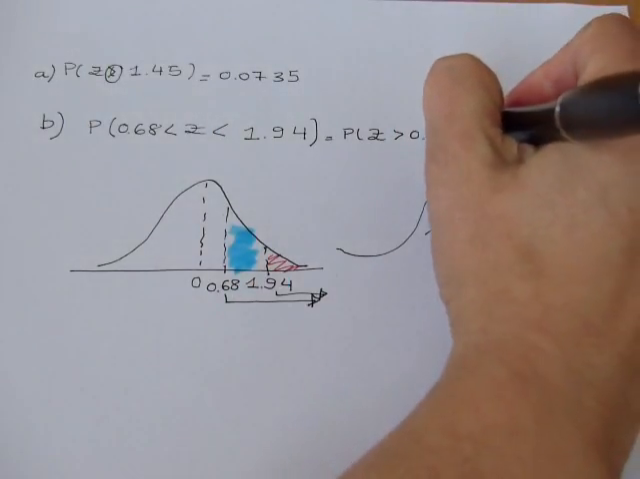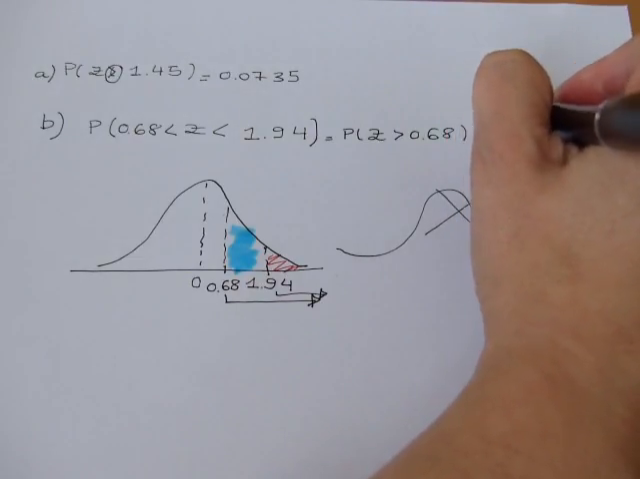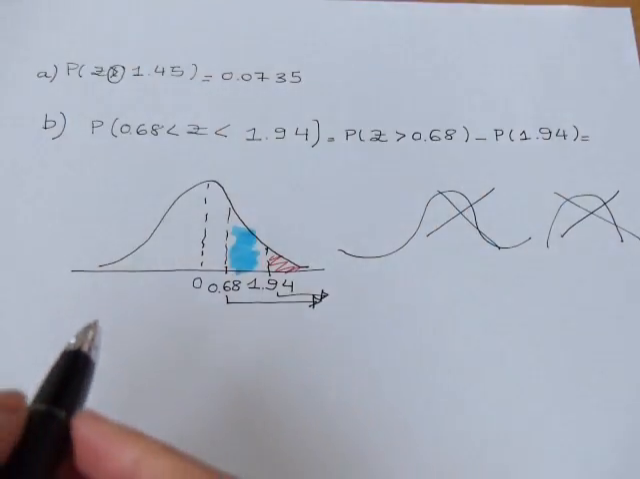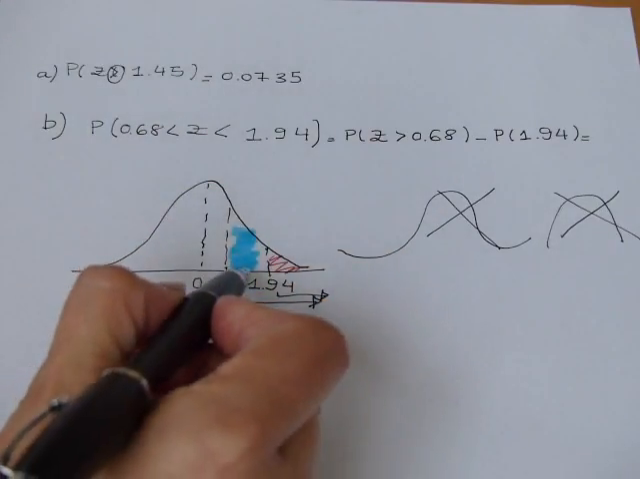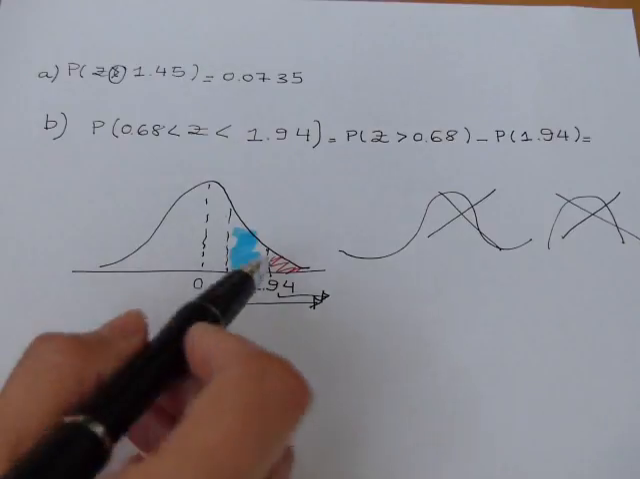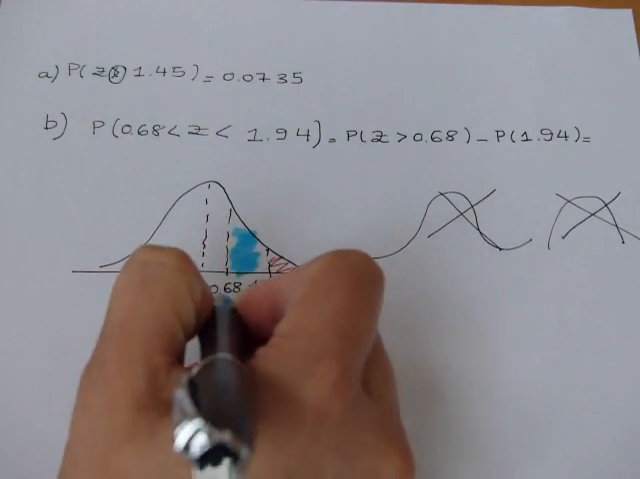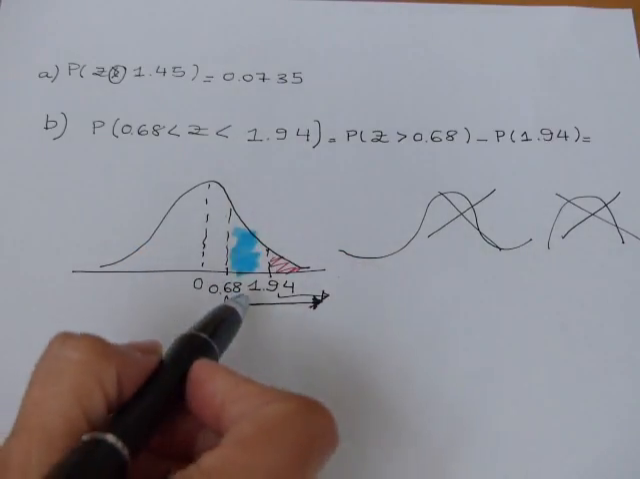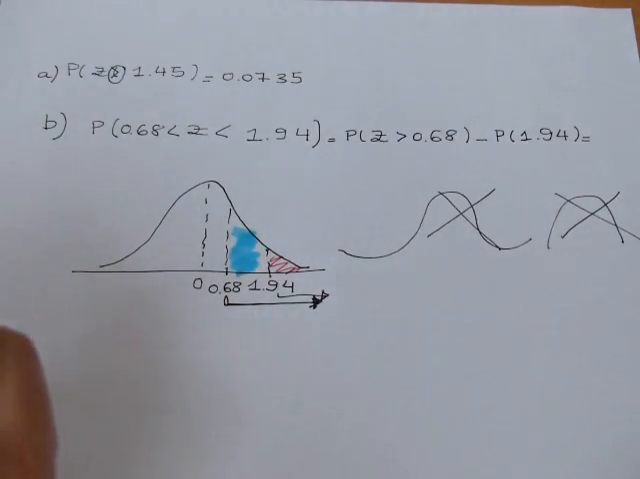So I recommend you always use the graph, because otherwise you can be mistaken if you do it in your head. That would be the blue area, the area I'm asked to calculate the probability of, and for that I need to subtract the probability on the right of 0.68 minus the probability on the right of 1.94, which would be that red area.